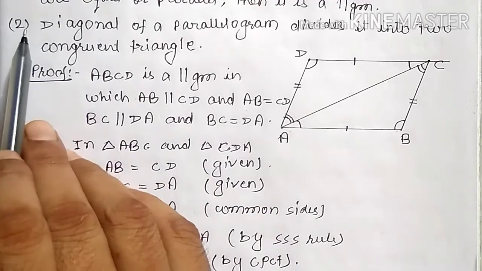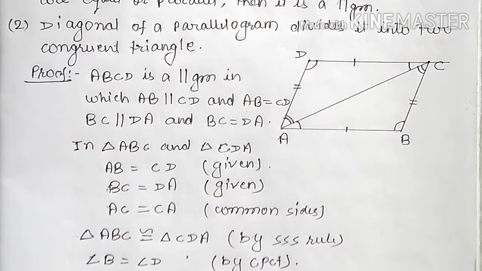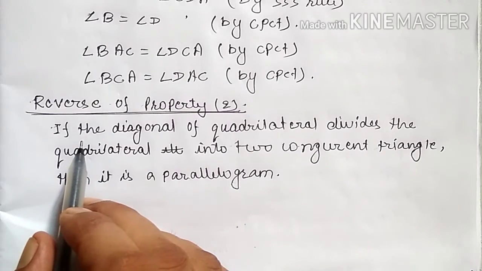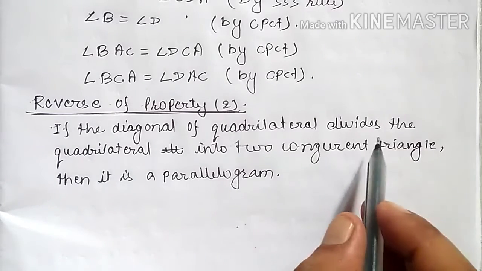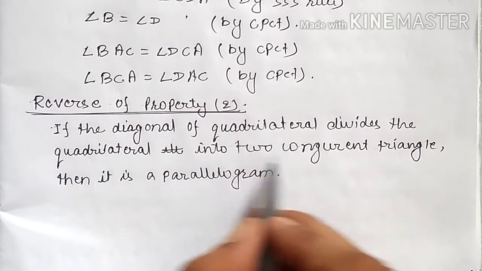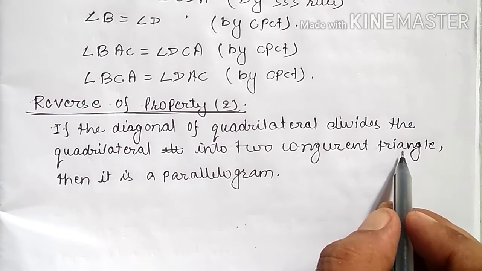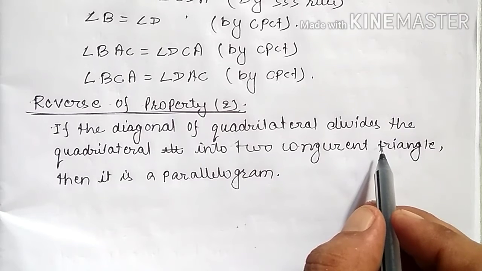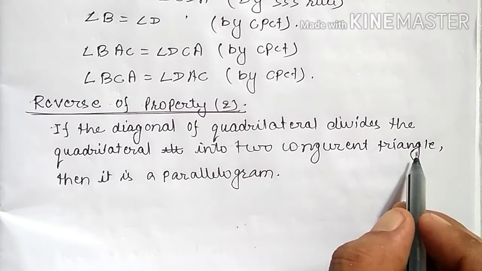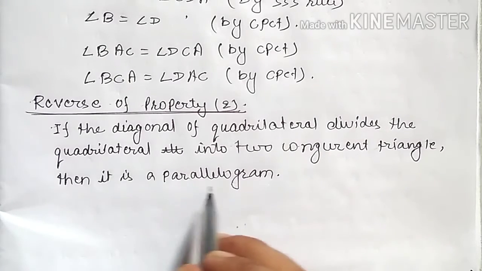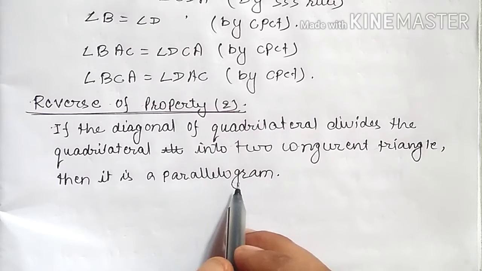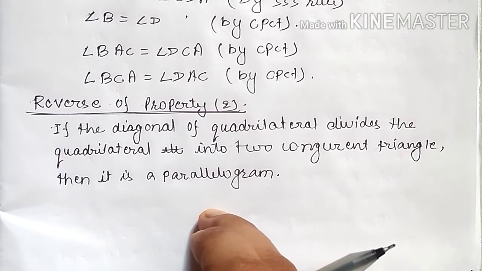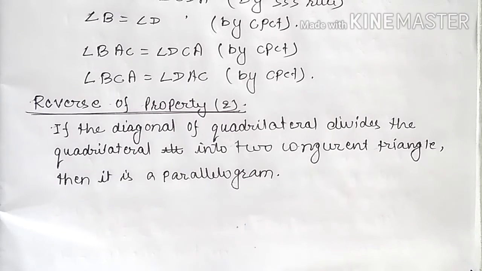The reverse of this theorem is, if the diagonals of a quadrilateral divide the quadrilateral into two congruent triangles, then we can say that the quadrilateral is a parallelogram. This is the reverse of property 2.